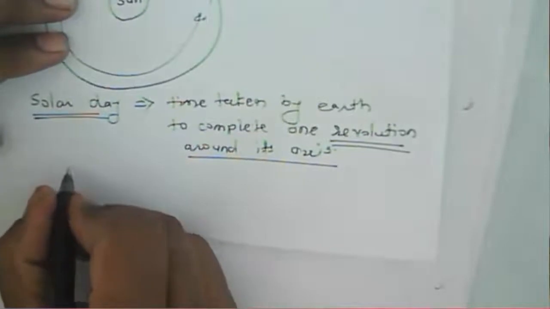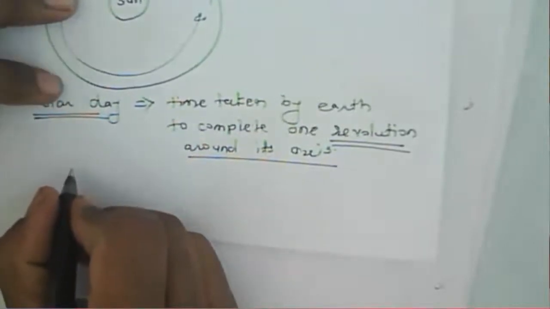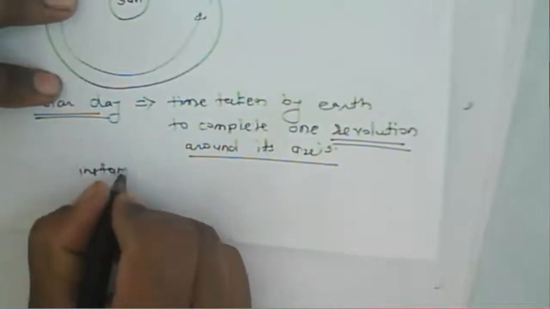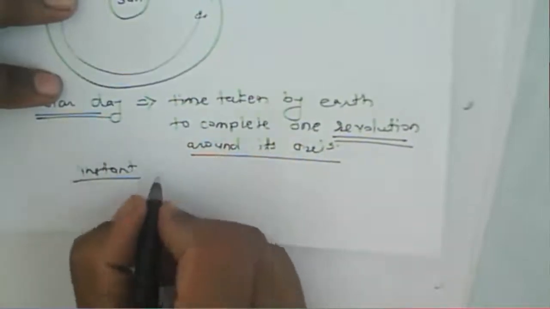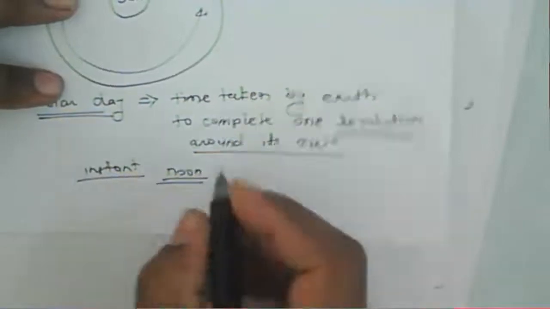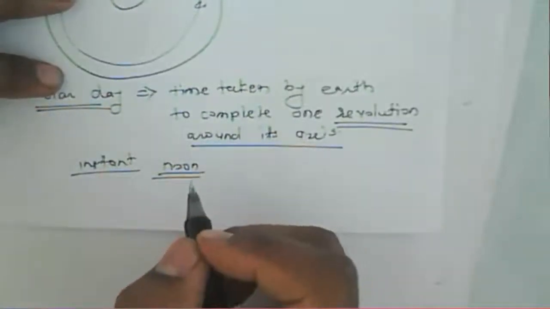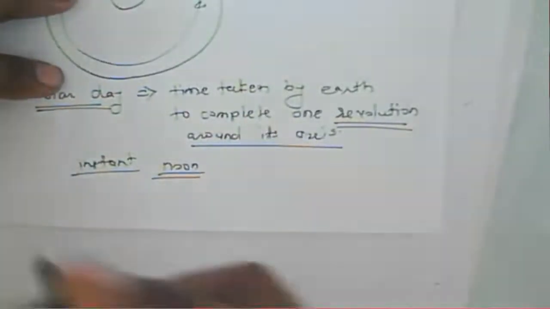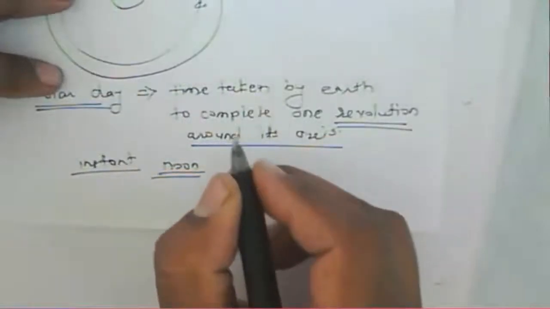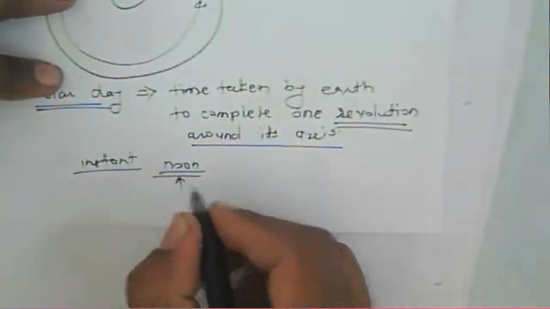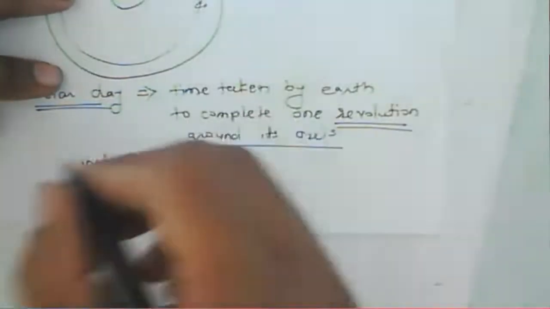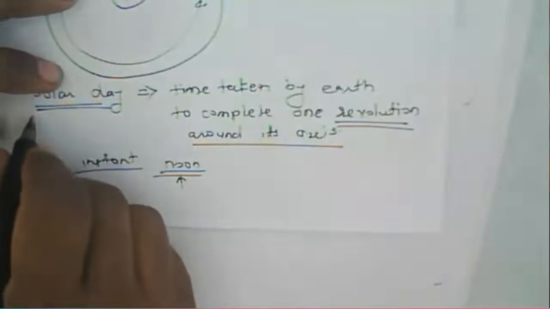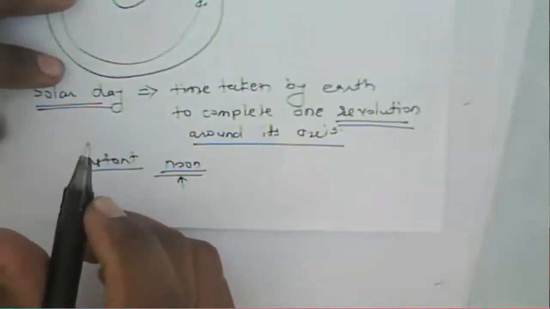But how can we calculate the solar day? Generally, we need to consider some particular instant, which is supposed to be in the afternoon, when the Sun appears present overhead. Then again the next day it will come to the same particular point, and we see how much time it takes.